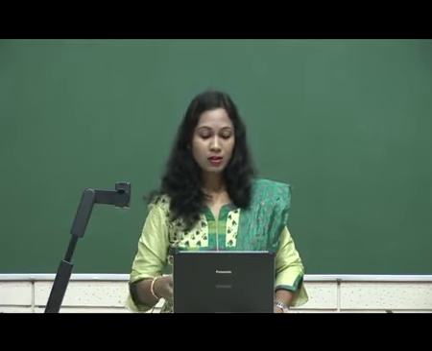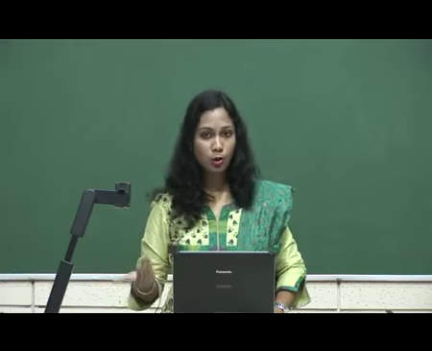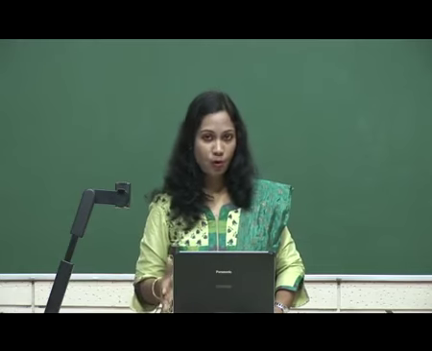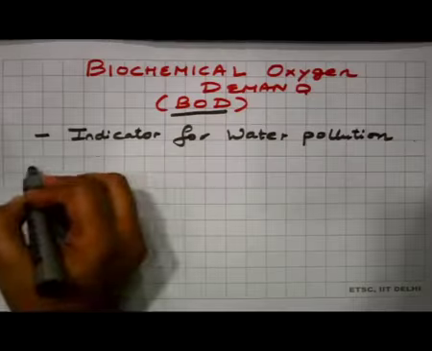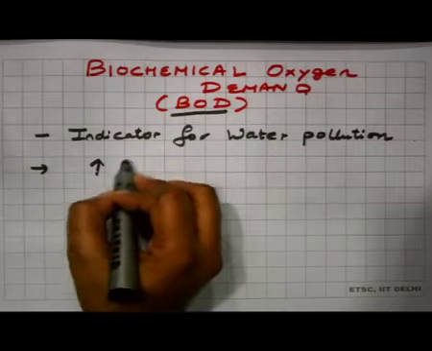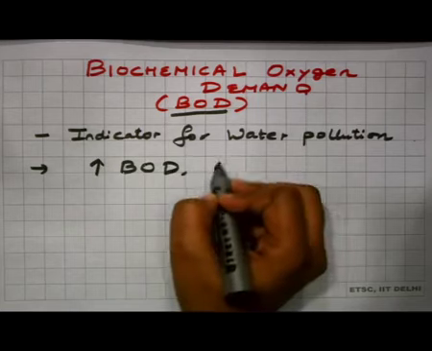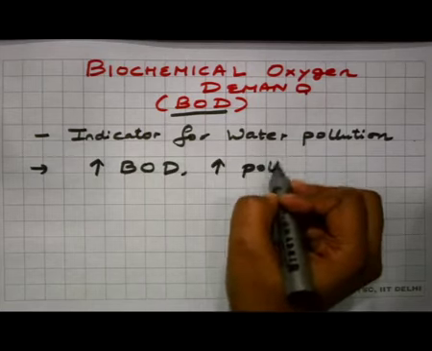The organic matter is an indicator of the pollutant. The sewage is organic in nature. If there is more organic matter, the oxygen demand will be more. So, if there is more oxygen demand, there will be more BOD. So, we can say that the more the BOD, the more polluted the water body.